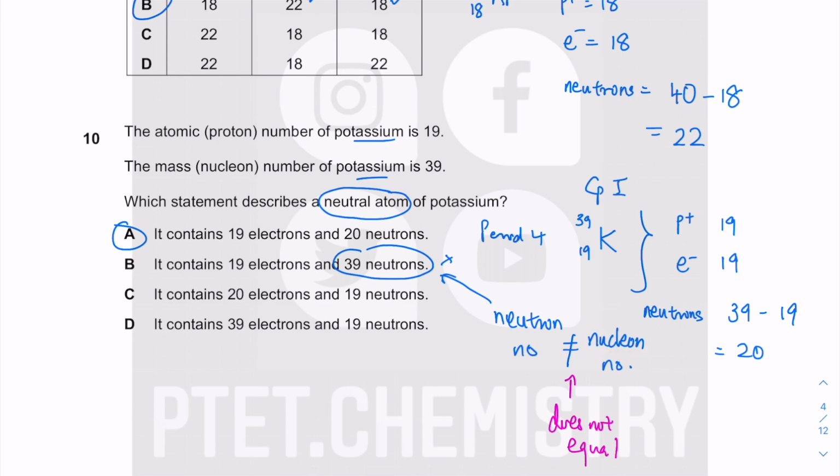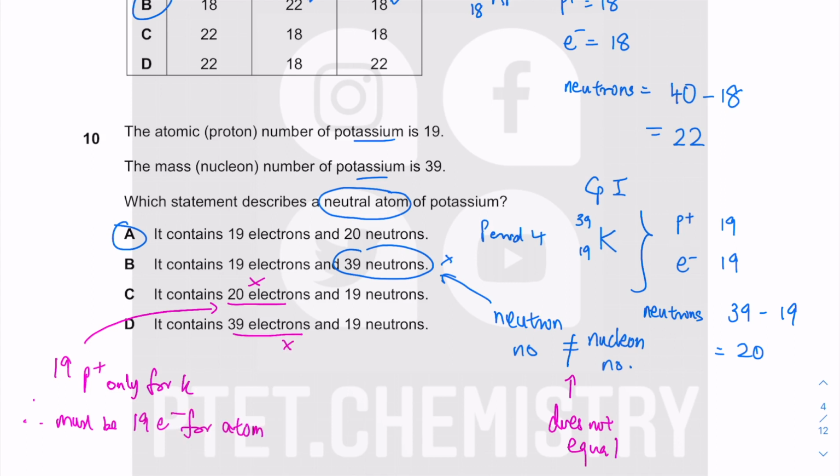Nucleon refers to the protons and the neutrons in the nucleus of an atom. This is neutron. This is one of the 3 subatomic particles present in an atom. So 20 electron is wrong because that is 19 proton only. Okay, so 19 proton only for potassium. Therefore, must be 19 electrons for the atom.